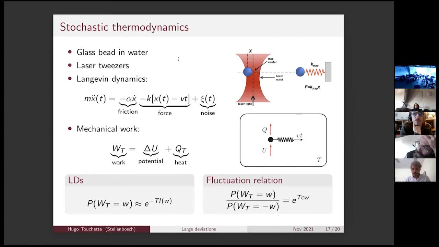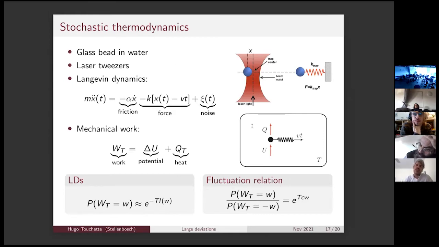What you can do is shine a laser onto that glass bead and start manipulating it. There's an effect that we call laser tweezers. If you focus two counteracting lasers, you can actually trap the particle in the laser field. And if the lasers are of small intensity, this is exactly the same as applying a linear force onto that glass bead.